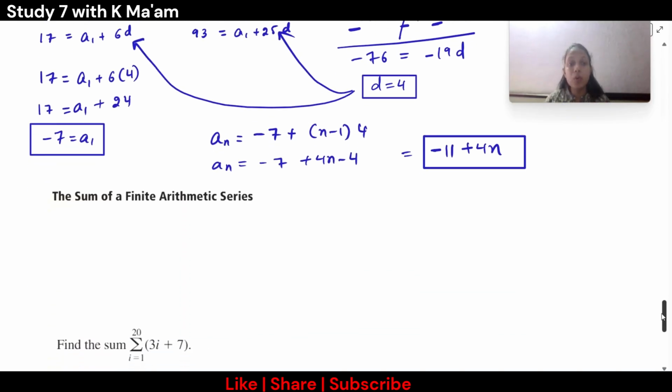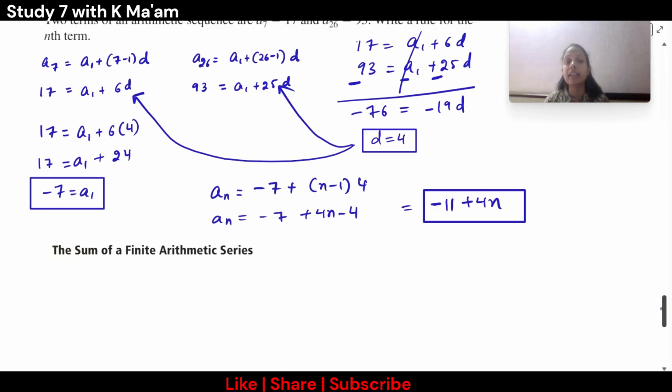Next is the sum of a finite arithmetic series. How does a sequence become a series? If I write 2, 3, 4, 5, these are terms of a sequence. Instead of this, if I start adding them, this is a series. If it goes to infinite terms, it's an infinite series. If we sum up to 10 only, then it is a finite series. Okay, we have to find the sum of a finite series.